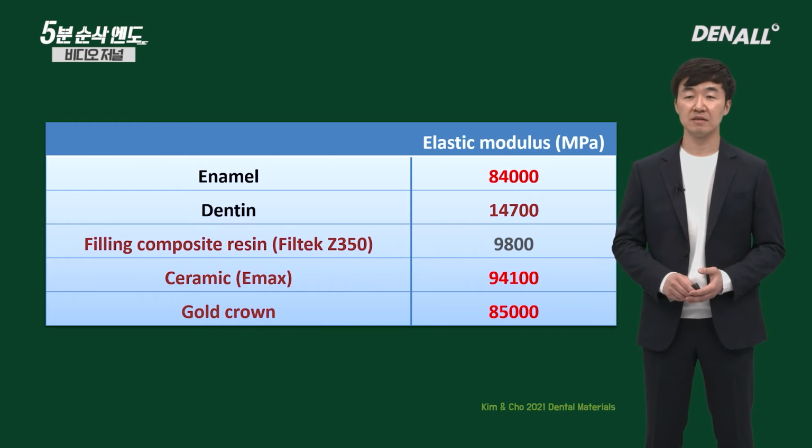Elastic modulus reflects the level of elasticity, and the higher it gets more stiff, and lower it gets, it becomes more elastic and soft. The enamel is 84,000 and the dentin is 14,700 and resin was 9,800, so 1/9 of enamel and 2/3 of dentin. As for ceramic and gold, they were each 94,000 and 85,000, and they were similar with enamel in terms of elastic modulus. In other words, resin is softer than dentin, and ceramic and gold are almost as hard as enamel.